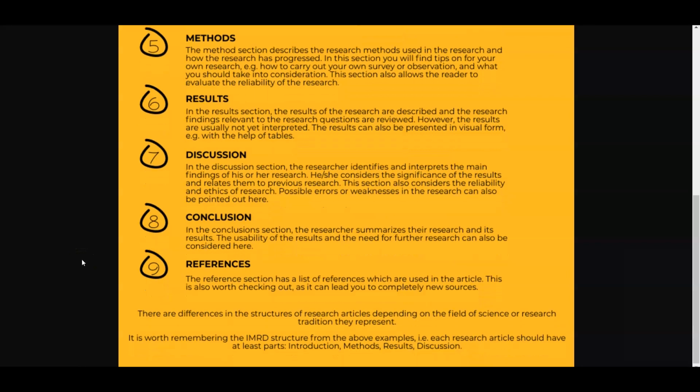In the discussion section, the researcher identifies and interprets the main findings of his or her research. He or she considers the significance of the results and relates them to previous research. This section also considers the reliability and ethics of the research. The possible errors and weaknesses of the study can also be pointed out in the discussion section.